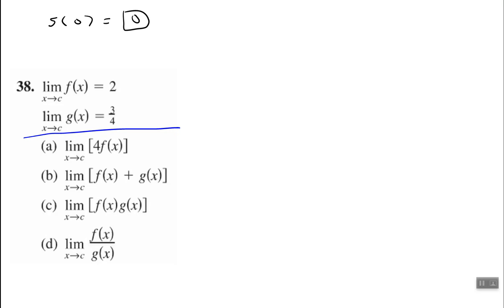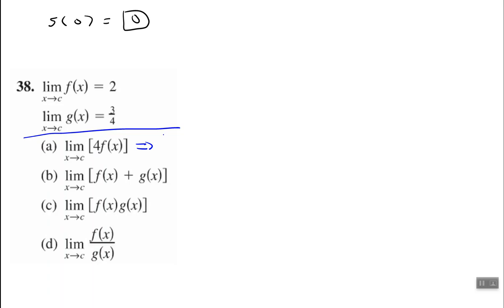So we're given the values of the limits, so we don't have to calculate any limits in this particular problem. We just need to use those rules that we learned, the scalar and the product rule and all of those rules, and simplify these. So the limit of 4 times f of x as x approaches c, well, the limit of f of x as x approaches c is 2 from what we were given.